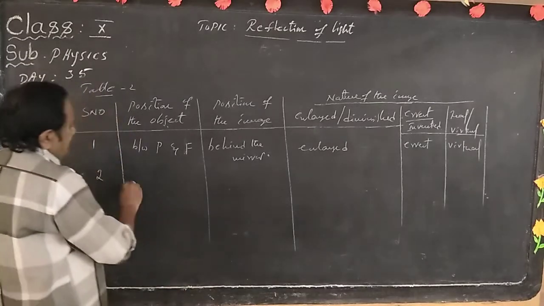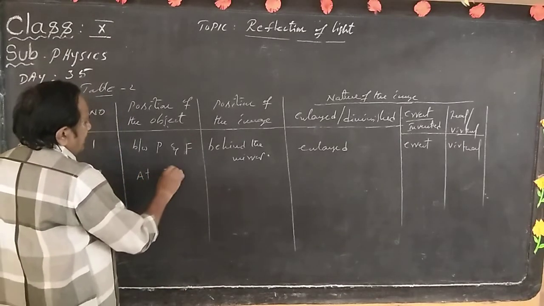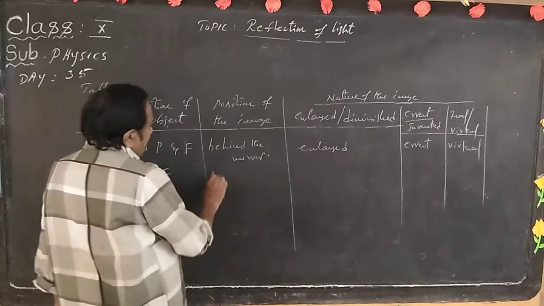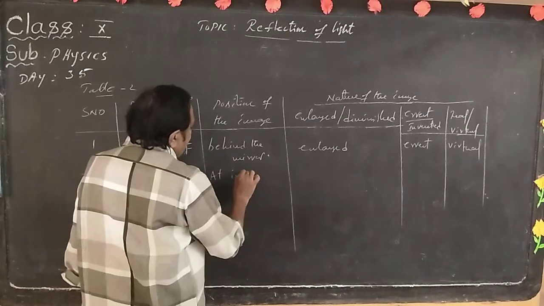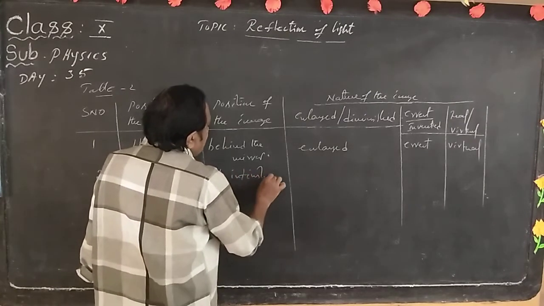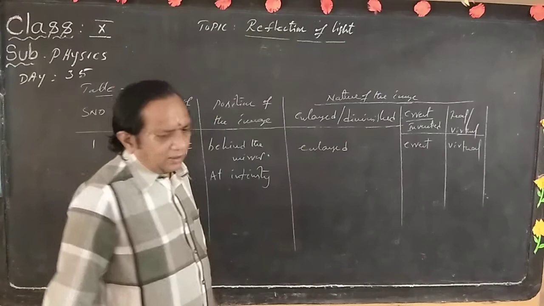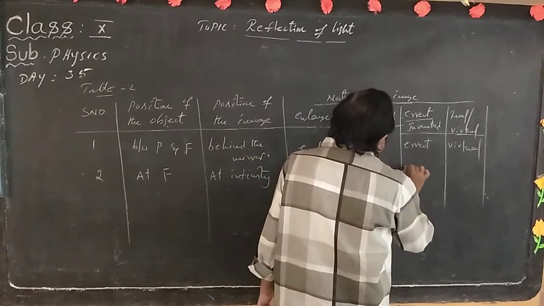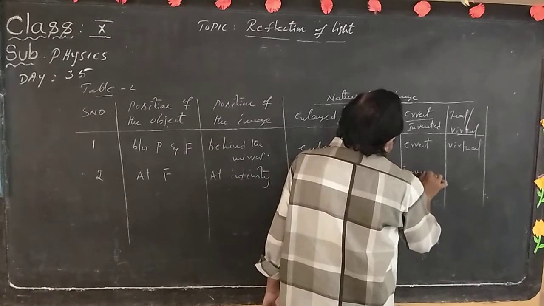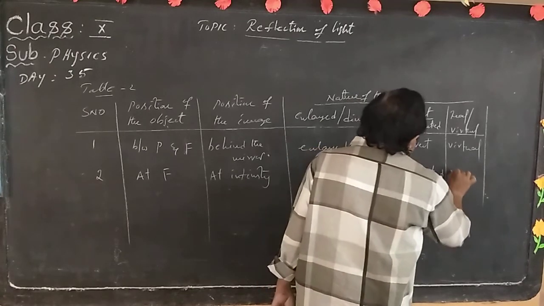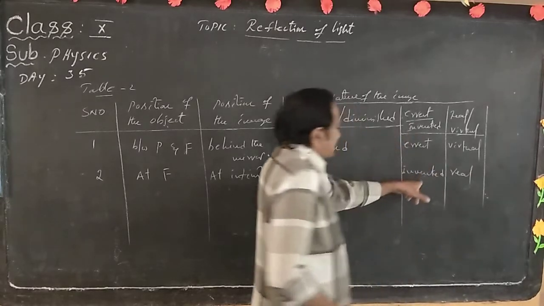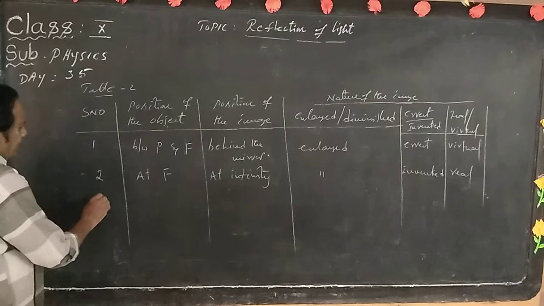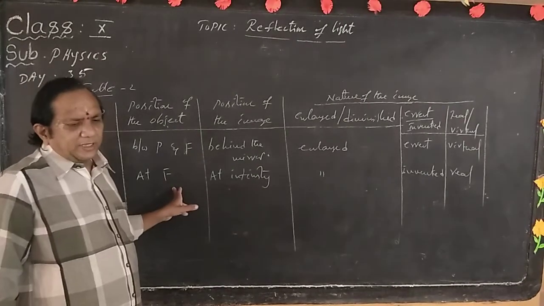Next, the object is placed exactly at focus. At F, meaning focus, the image is formed at infinity. This is also an enlarged image. It is in an inverted position, and it is real. So in all these conditions, inverted and real images are observed. That is when the object is placed at F, F meaning focus.